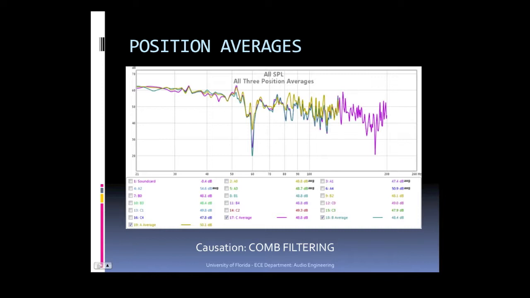Comb filtering, if you don't remember, is when a delayed version of a signal is added to the original signal through such events as reverberation. Using superposition, the newly constructed signal will look like a comb with a series of regularly spaced spikes because of constructive and destructive interference. By looking at the resulting graphs, you can see just that: mostly evenly spaced spikes at varying frequency values.